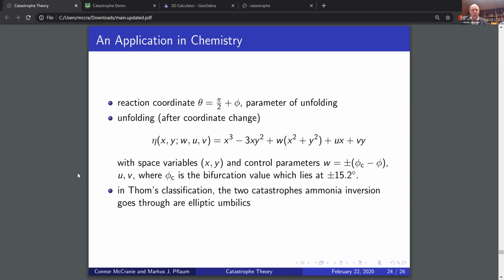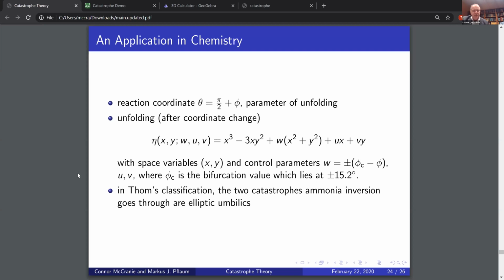And then what one can show by considering the numerically achieved data for ammonium inversion is that this eta has, after appropriate coordinate change, the following form as written down here in this formula. It's eta equals x cubed minus 3x squared plus wx squared plus y squared plus ux plus vy.